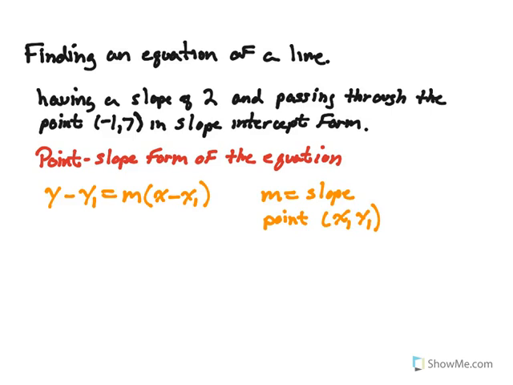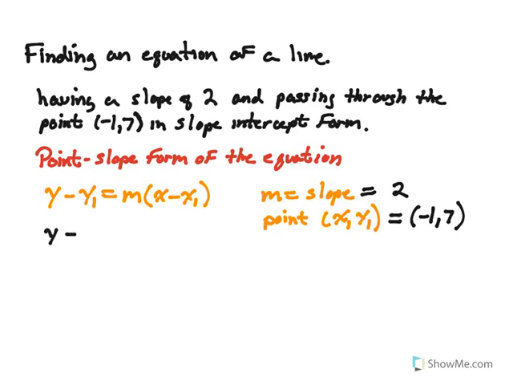So we use this formula, and we're going to go ahead and plug in some numbers. Remember the point that we're going to use in this example is (-1, 7). So your -1 is your x1 and your 7 is your y1. And your slope in this case is going to equal 2. And they give us that in the problem. So all we do is substitute everything in.